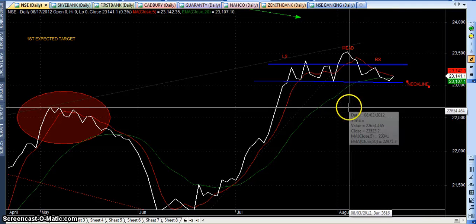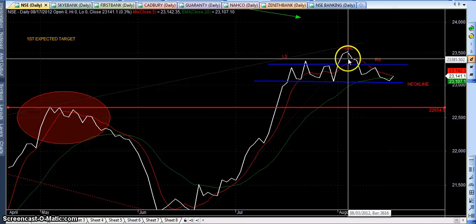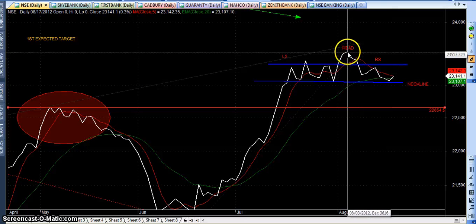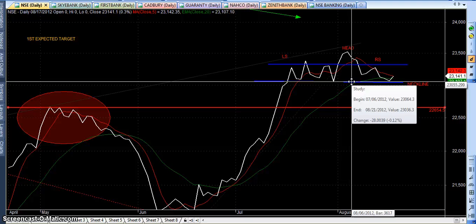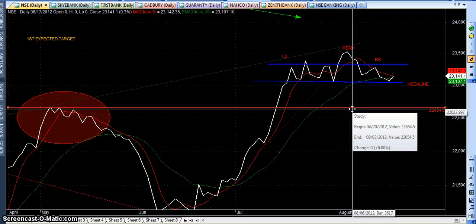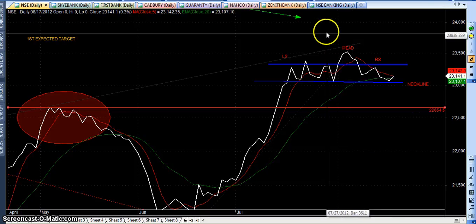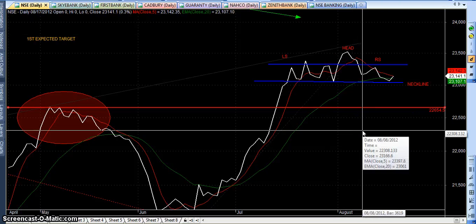That's about this level for the head and shoulder to complete. That means we're looking at from this height to the neckline. It will fall the same length from here to here. So this is what will complete this head and shoulder pattern formation.